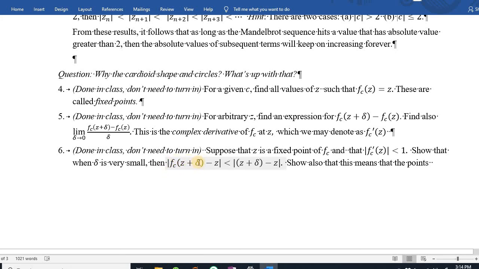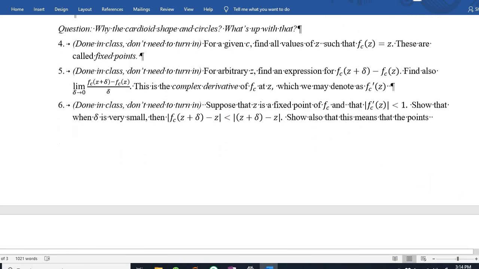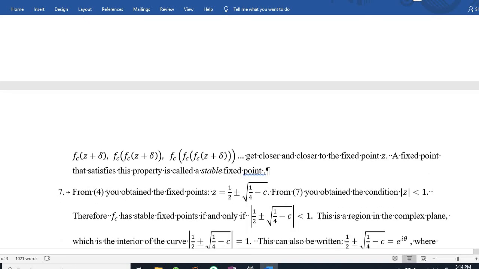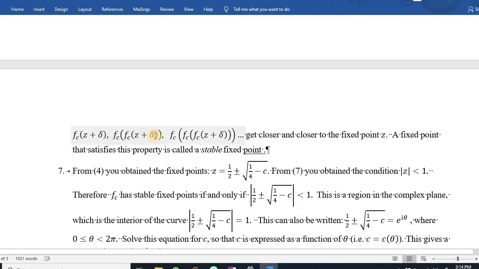So that means that once you're close enough to z, you keep homing in on z in successive terms in the Mandelbrot sequence. So you can say that this point z attracts successive terms in the Mandelbrot sequence. All right, so that's what this is saying. We talked about that in class. As it says, this sequence will become closer and closer to the fixed point z. Such a fixed point is called a stable fixed point.